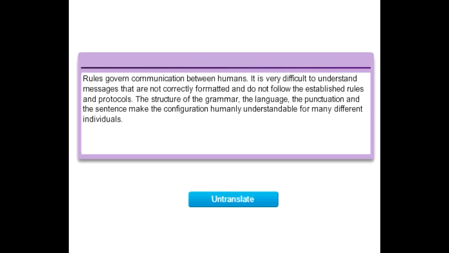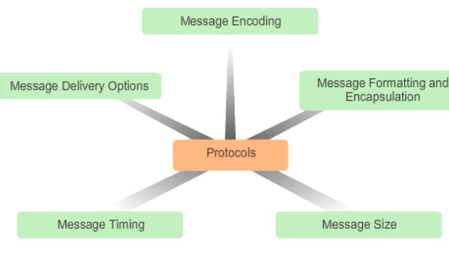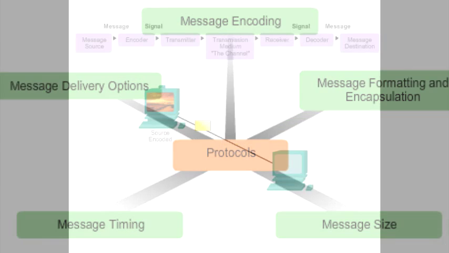Take for example the text on the screen. The same applies to computers. These rules are called protocols. Protocols help identify sender and receiver in a network, as well as how the message must be transmitted. Protocols cover several areas such as encoding, formatting and encapsulation, message size, timing, and delivery options. We will now review each one in a bit more detail.